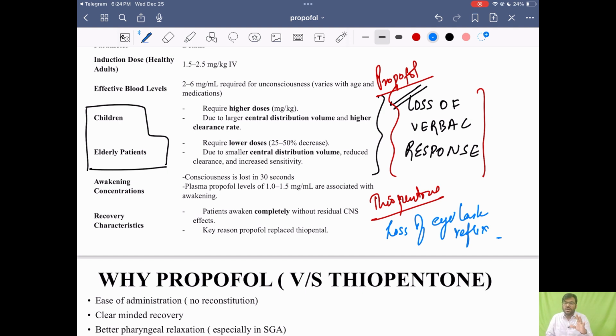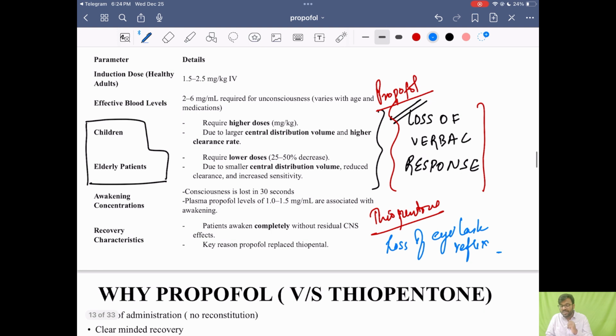Okay, so here we have talked about how much dose you need to give a healthy adult, a pediatric patient, and an elderly patient. What are the differences in the pharmacology of the age groups, and what concentrations you need to keep a patient sedated, that is approx 2 to 6 mg per ml. This is required for unconsciousness. How much concentration you need in the blood for awakening, that is approx 1 to 1.5 mg per ml. And so when the patient's propofol action is done, he has a very clear-minded recovery. The patient awakens completely without any residual CNS effects, and that is one of the biggest reasons why propofol has replaced thiopentone.